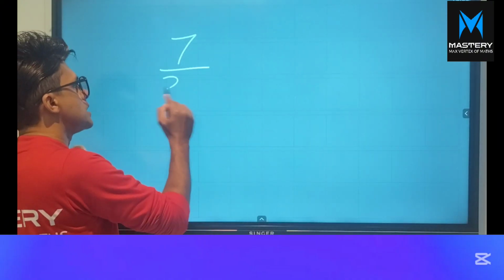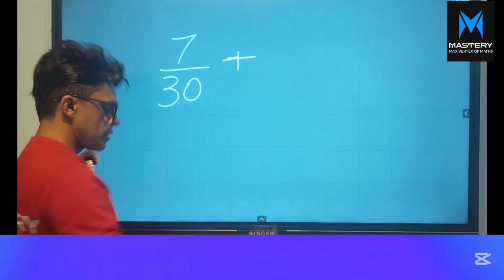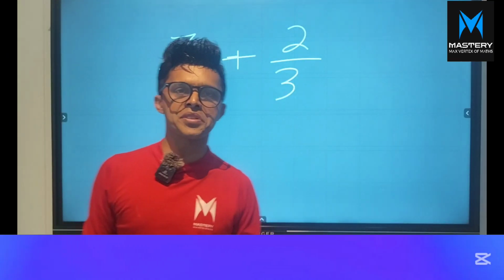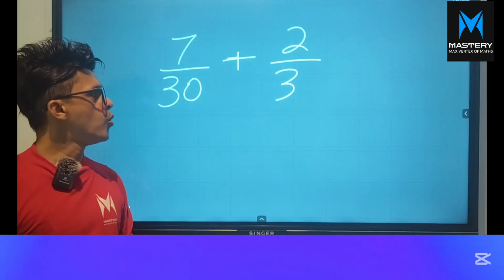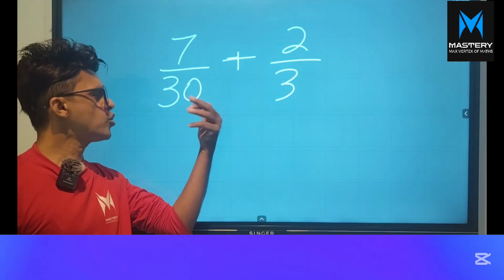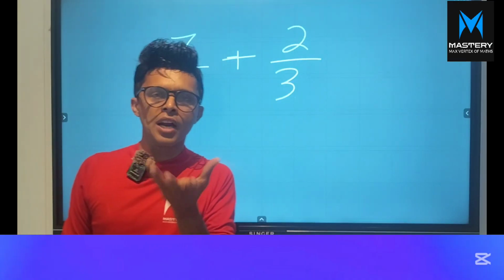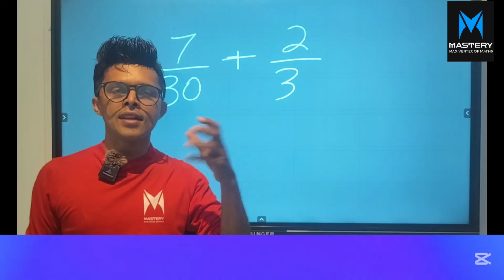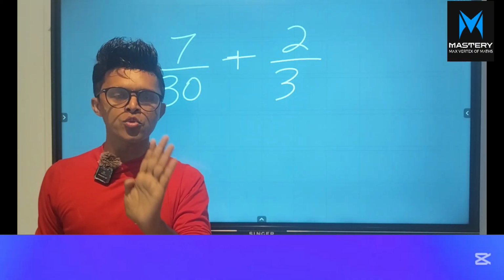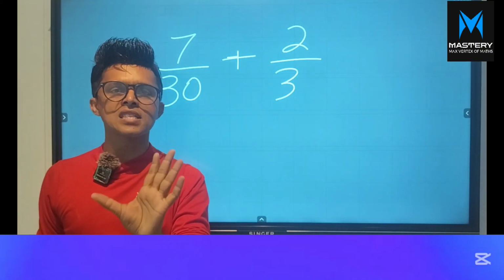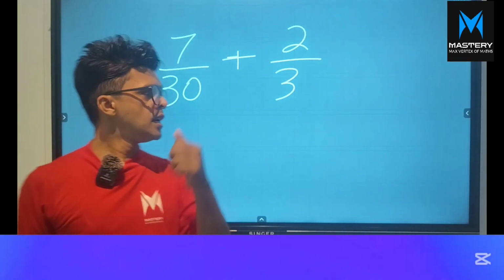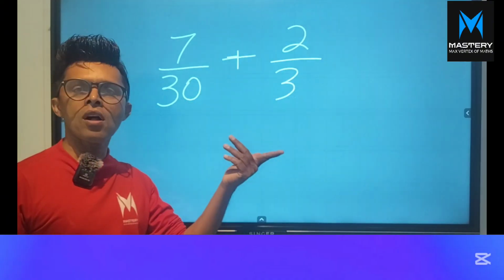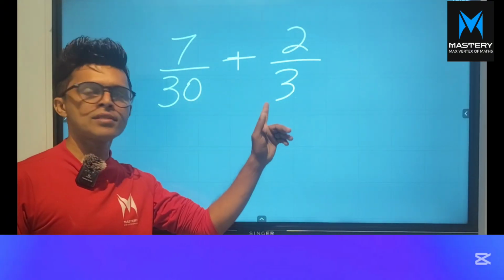So 7 over 30 plus 2 over 3. Here you should observe the question first. Here 30, here 3. So you need to convert this. You can't add these fractions as they are. The reason is here 30, here 3. In order to add these fractions, you need to get an equal denominator. So first of all, what we need to do is make the denominators equal. Here 30, here 3.